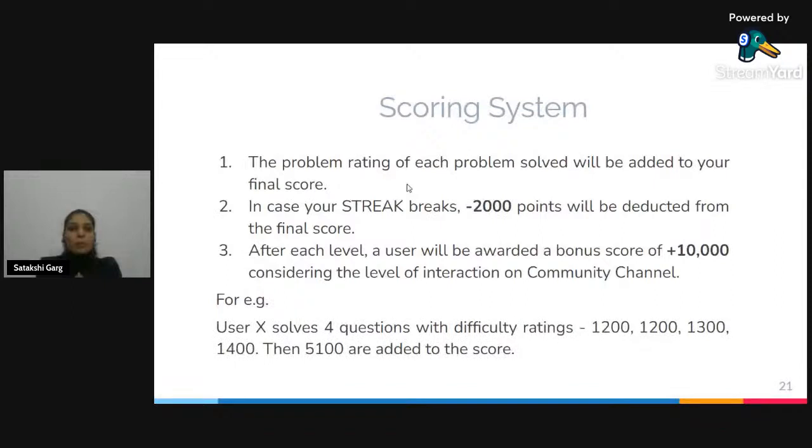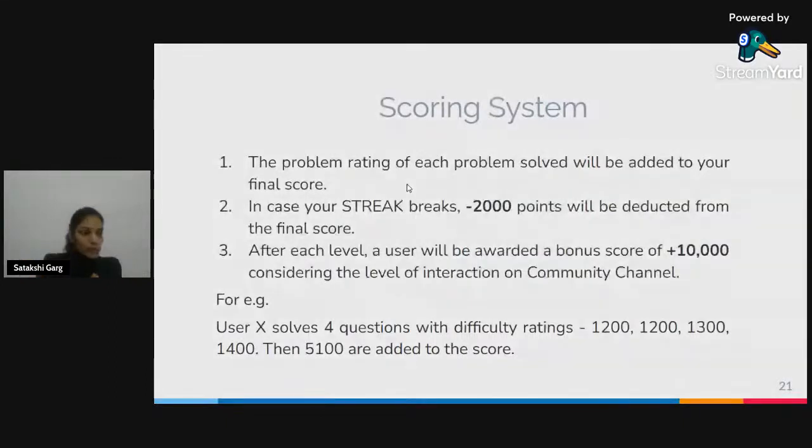So if you have that kind of interaction on the community channel, I'll be giving a bonus score from my own side as well, which would be 10,000 again. So there would be around, I would say, 15 to 16 people after each level who would get a bonus score, right? One student from each mentor, and one from me. So that is how it would go.